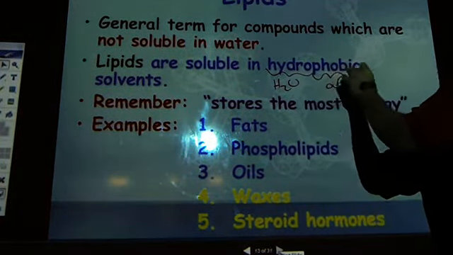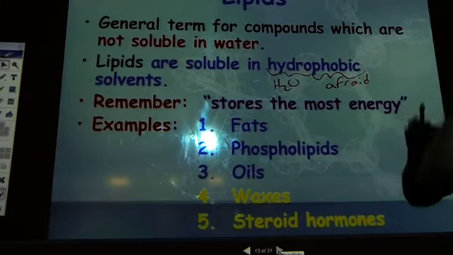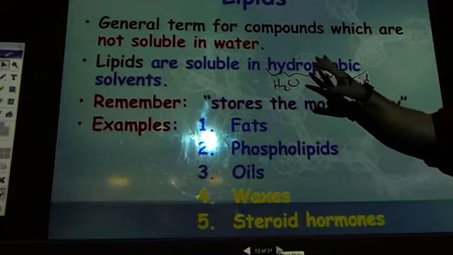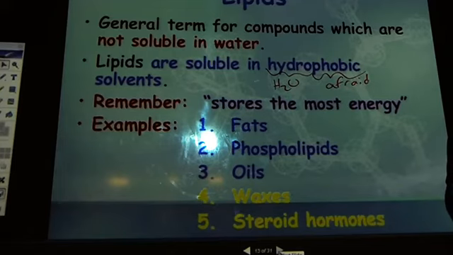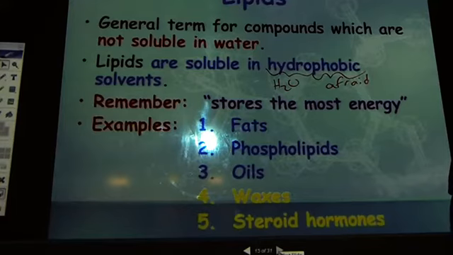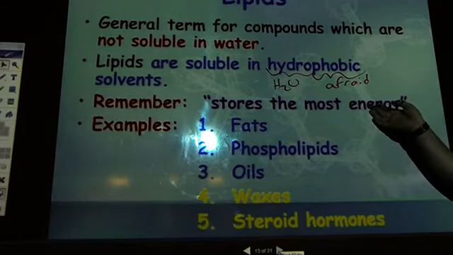Phobic means afraid. There are things out there that are afraid of water. Basically, it means they don't like water. They're not scared of it. They're not running away screaming in terror. They just don't want to combine with water. They don't want to touch water. Lipids happen to be one of them. And you guys already told me it stores energy.